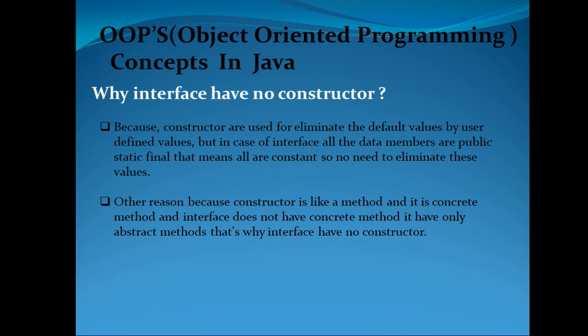Why does interface have no constructor? This is a very important question. Because constructors are used to initialize the default values with user defined values. But in the case of interface, all the data members are public, static, final, that means all are constants. So there is no need to initialize these values. Another reason is that a constructor is like a method and it is a concrete method, and interface does not have concrete methods, it has only abstract methods. That's why interface has no constructor.